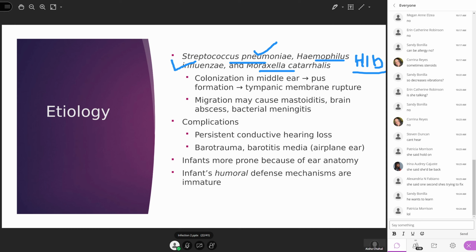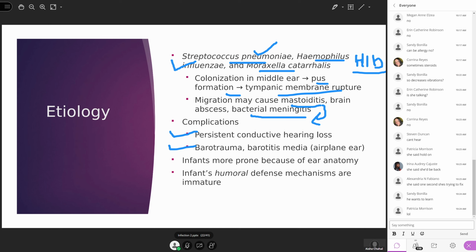And the causes, again, we talked about it: pus is formed, bacteria, tympanic membrane rupture, and the complication can be that it can cause meningitis or mastoiditis. The mastoid process behind the ear is a hollow bone made of ear cells. The bacteria get entry to the ear cells and can cause mastoiditis, and then it can go to the meninges of the brain, causing meningitis, and cause conductive hearing loss and barotitis media.